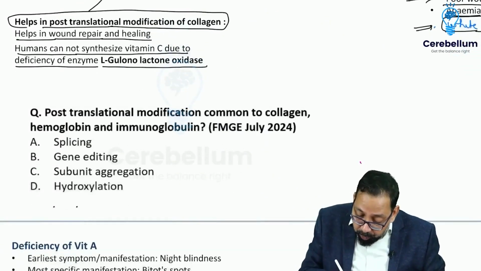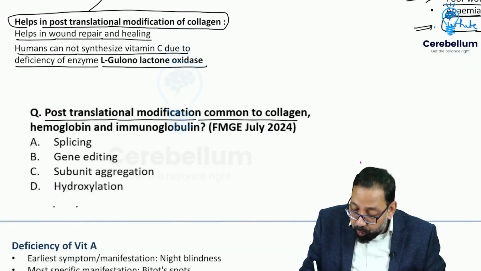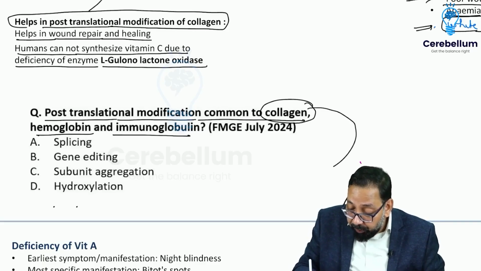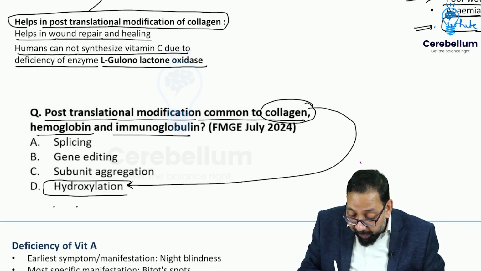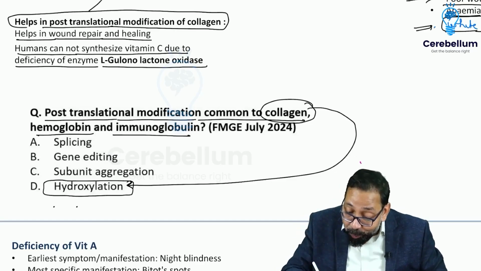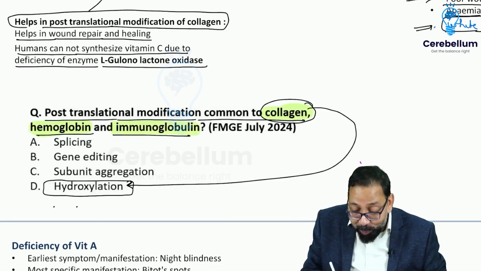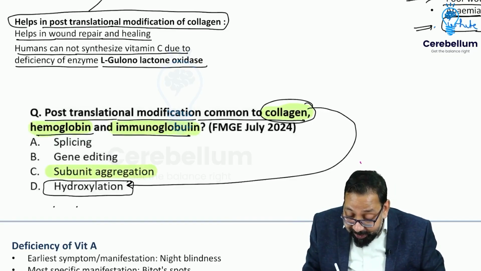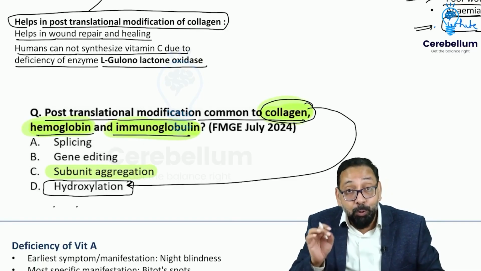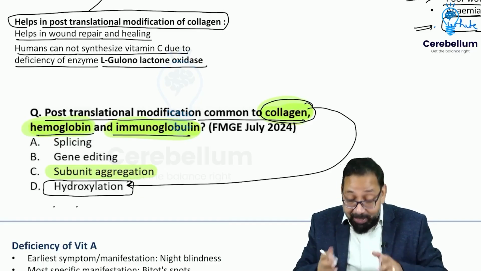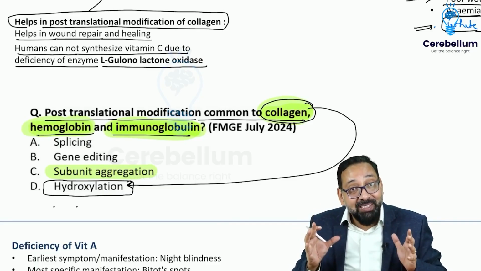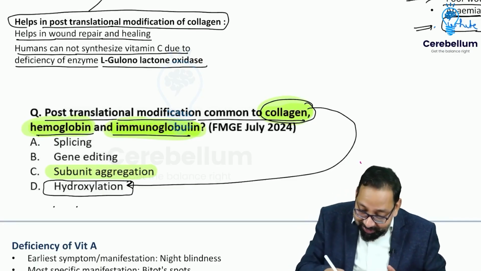Recently asked question: post-translational modification common to collagen, hemoglobin and immunoglobulin. I just discussed that collagen post-translational modification is by hydroxylation of proline and lysine. But this hydroxylation is only for collagen. They have asked common to collagen, hemoglobin, immunoglobulin. You know, subunit aggregation occurs in hemoglobin, immunoglobulin and collagen. Yes, in hemoglobin 4 globin chains are there, they join, aggregate. Immunoglobulin, yes, heavy chain, light chain, subunit aggregation. Collagen, subunit aggregation is there. So answer is C.